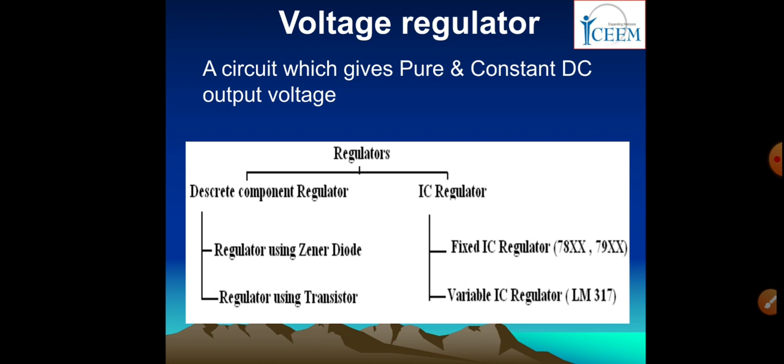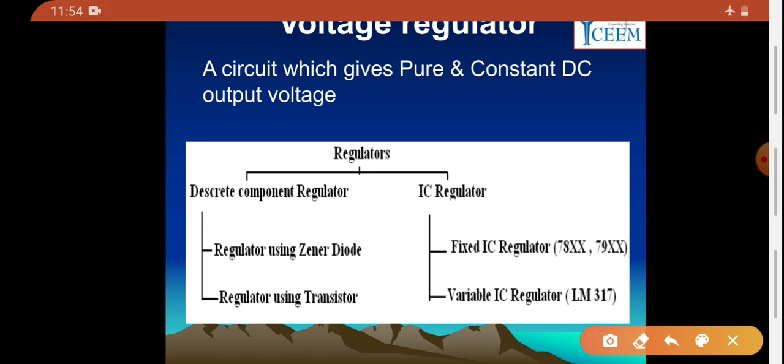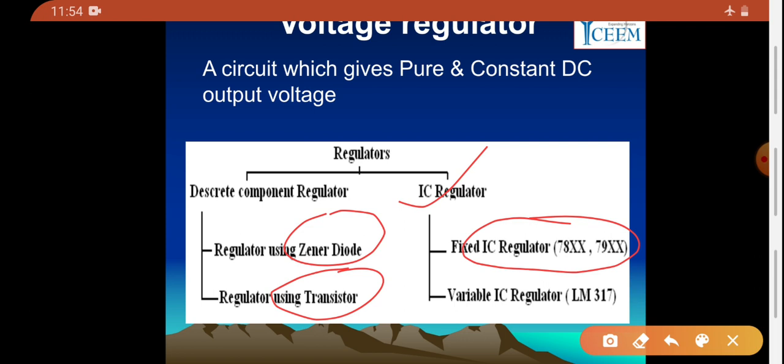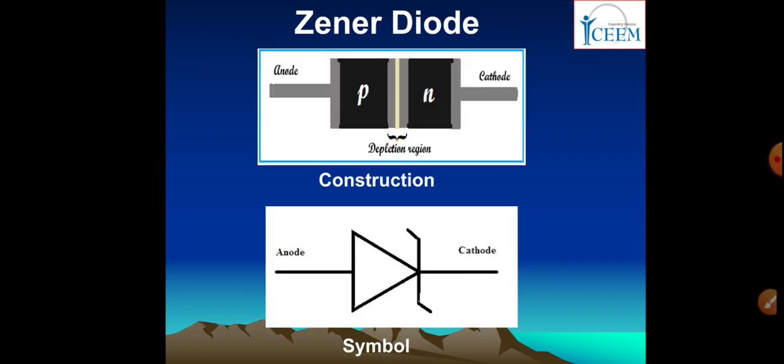There are two types of regulators: regulators based on discrete components, that means using Zener diode and using transistor, and second, IC regulators, having again two types: fixed IC regulator circuits 78XX and 79XX, and variable IC regulator circuit based on 317, LM317. These are the IC numbers. IC stands for integrated circuit. Okay, so let us see the Zener diode based voltage regulator.